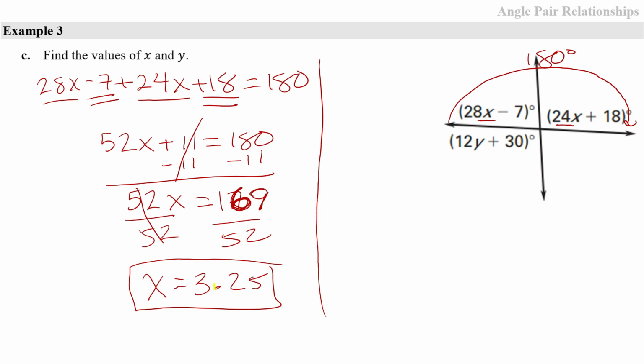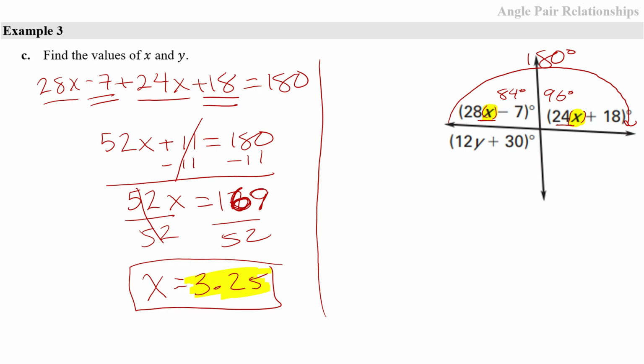And just like the first problem, I can substitute 3.25 here to figure out the value of this angle on the left, and I can also plug it in here on the right side to figure out the value of the right angle. Plugging in 3.25 here, multiply times 28 and subtracting 7 will give you that this angle is 84. And then plug in 3.25 here, multiply it times 24, add 18, and you will get that this angle is 96. And once again, when you add 84 plus 96, that should equal 180.